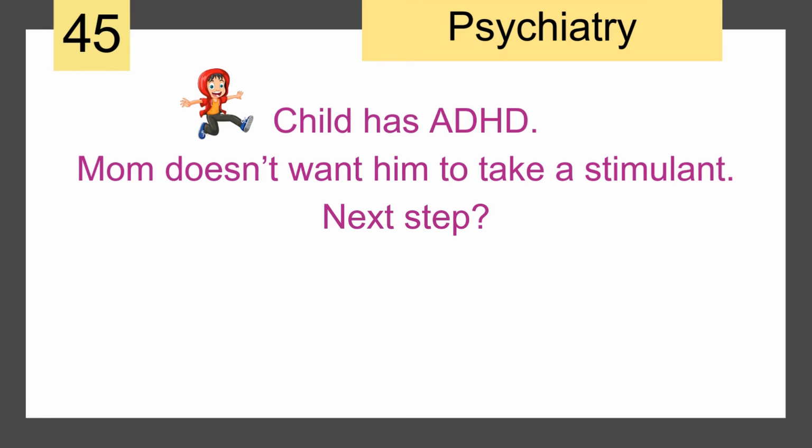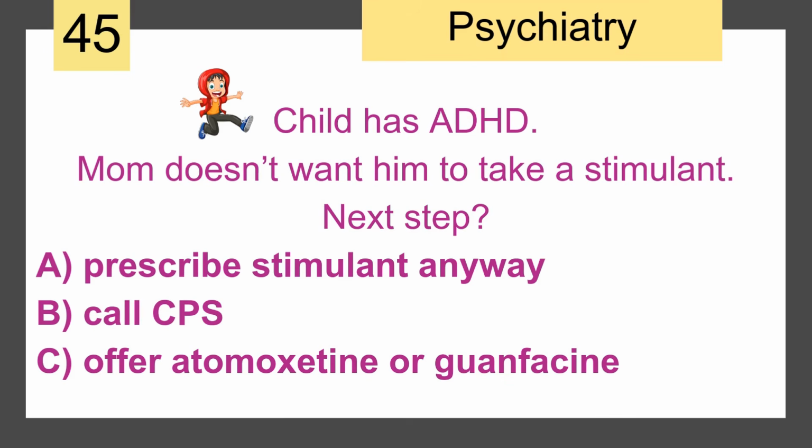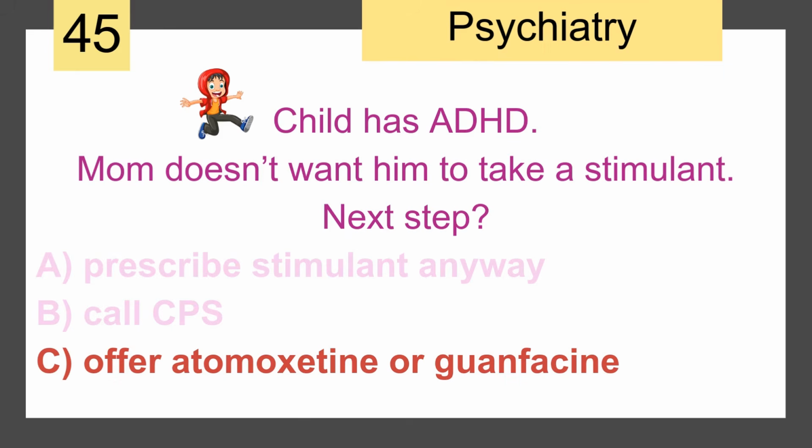Question 45. A child has ADHD. The mom doesn't want him to take a stimulant, so what's the next step? We don't call Child Protective Services. We offer atomoxetine or guanfacine, which have been less associated with addictive behavior. Atomoxetine, by the way, is officially an SNRI, and guanfacine is an alpha agonist. But look out for the side effect of exhaustion in that child. Guanfacine is known to cause fatigue.